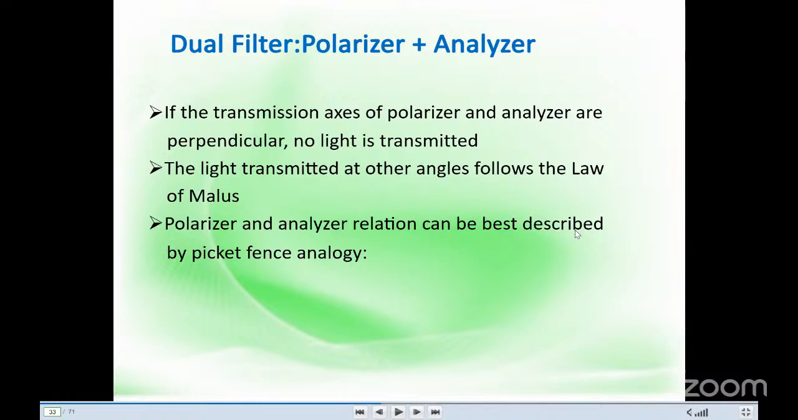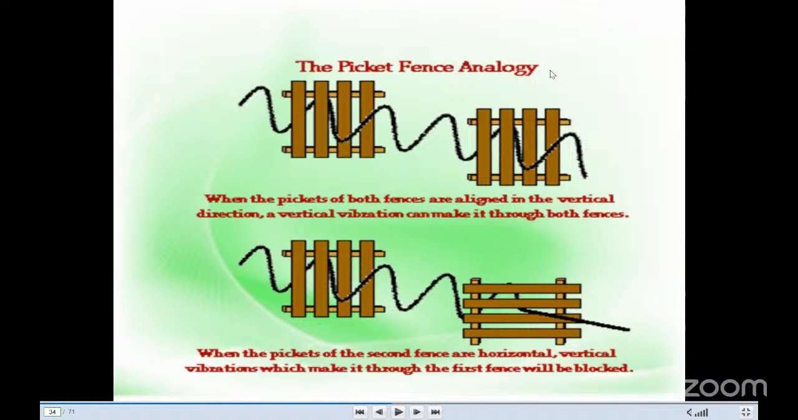The relation between polarizer and analyzer can be best described by the picket-fence analogy. According to this, both fences are aligned in the vertical direction, so vertical vibrations can make it through both fences. If the other one is horizontal, the vertical vibrations that make it through the first fence will be blocked here. This is the picket-fence analogy.